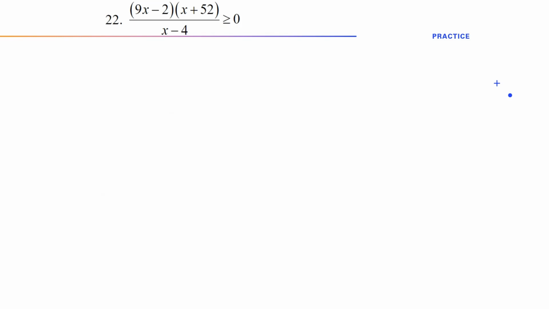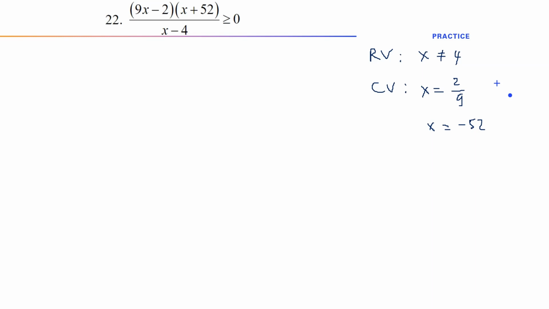So in this question, we already have all the terms on one side and 0 on the other side. Also, we have all the factored form showing up. So it's easy to find the restricted value: x is different from 4. And the critical values come from setting each factor in the numerator equal to 0. So it will be x equals 2 over 9 and x equals negative 52.